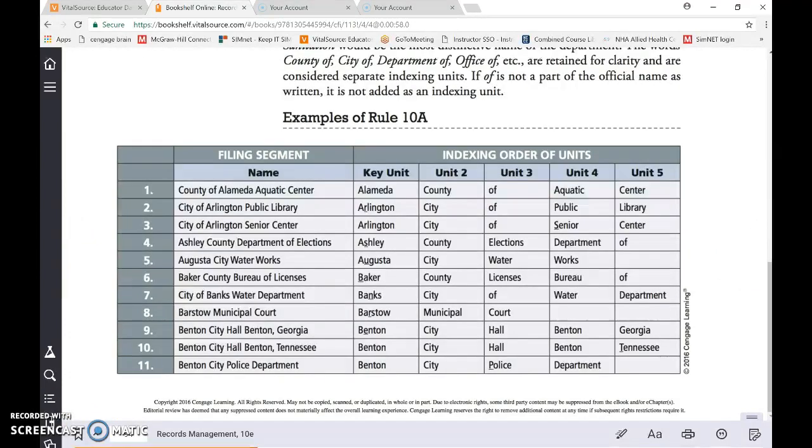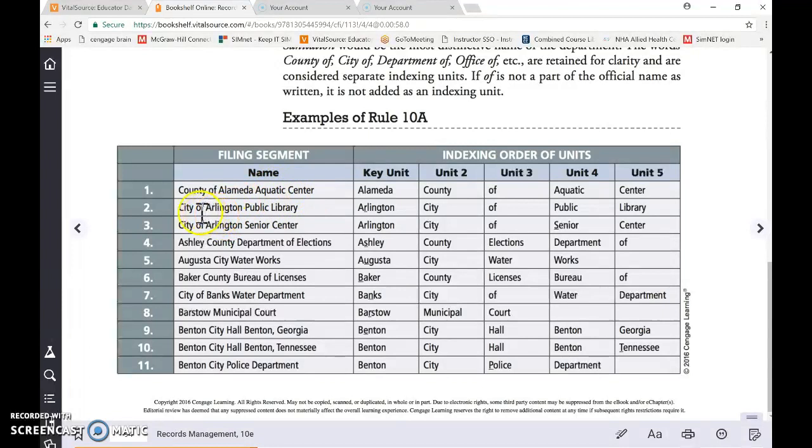Rule 10 begins with the government names, and we're going to start first with those that are local and regional government names. You will always have whatever county or city or area it is first. For example, on County of Alameda Aquatic Center, Alameda is the actual name of the area we're looking at. So you would say Alameda, County of, and then do Aquatic Center.